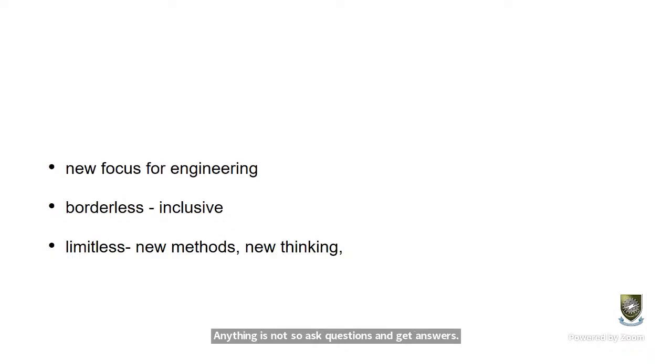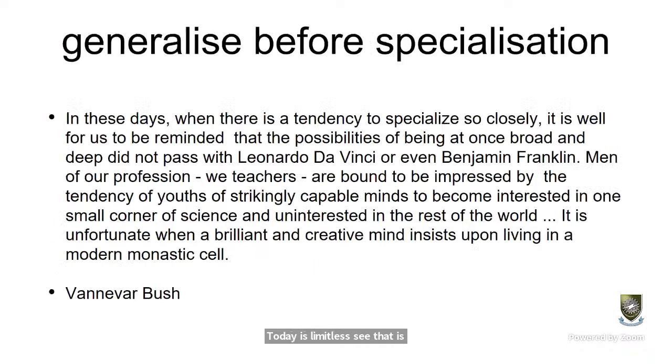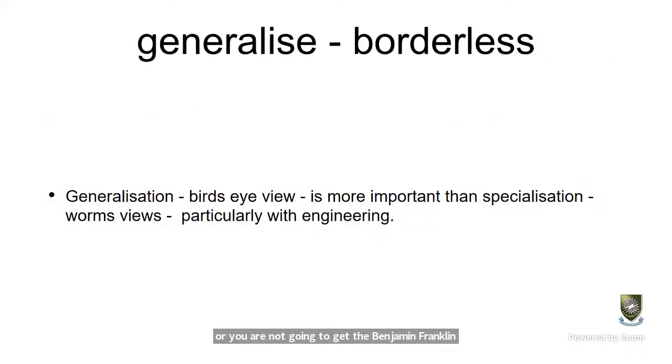Then the second point, which has become very, very important today, is limitless. See, that is extremely important for us. So this I already talked about. Generalized before specialized. Okay. And this is something which one of the earliest computer innovators called Vannevar Bush, who was a man who designed the first machine, EDVAC, and built even before that, talks about at that time. He says by specializing, you are not going to build a Leonardo da Vinci, or you are not going to get a Benjamin Franklin. So remember that quote. It's a very interesting quote for you. So generalized is borderless. Okay.